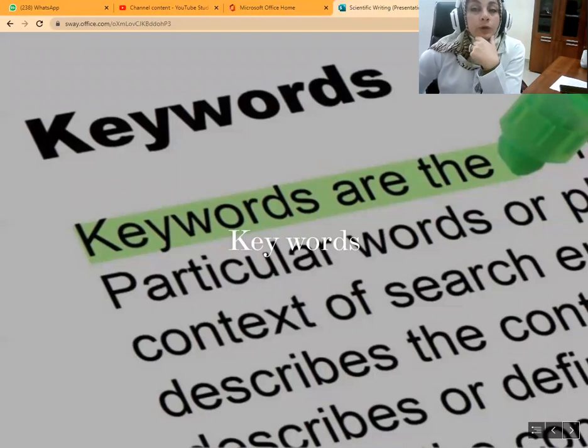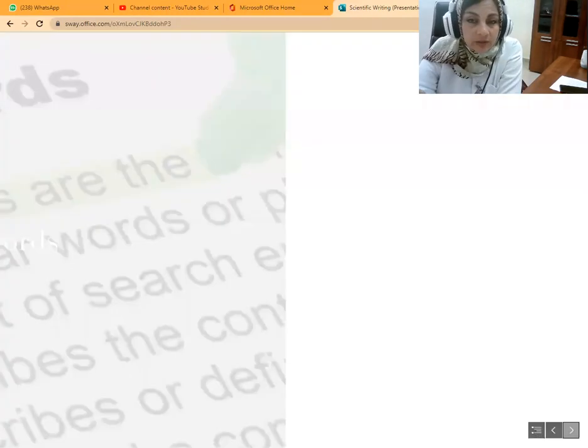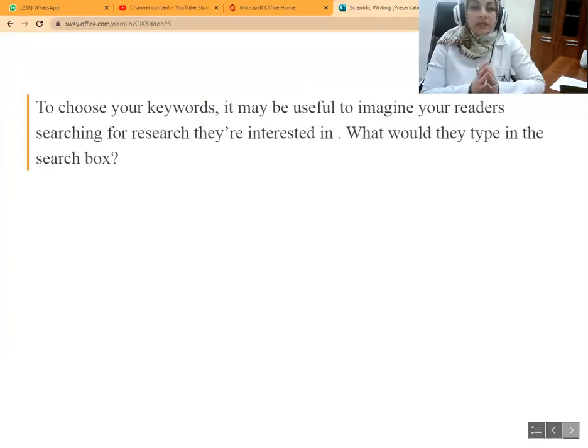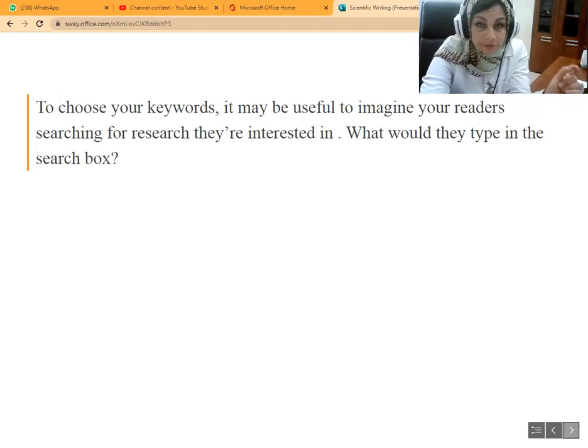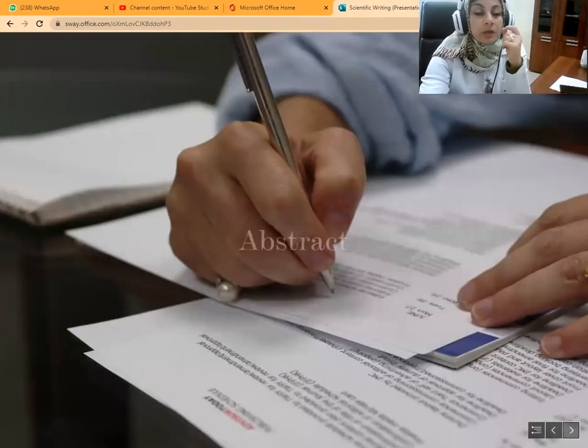So how do we do keywords? Keywords, imagine that your work needs to be searched. What are the words that people will put in the search bar in order to look for your work? These become your keywords. Try to make them as clear as possible and searchable.